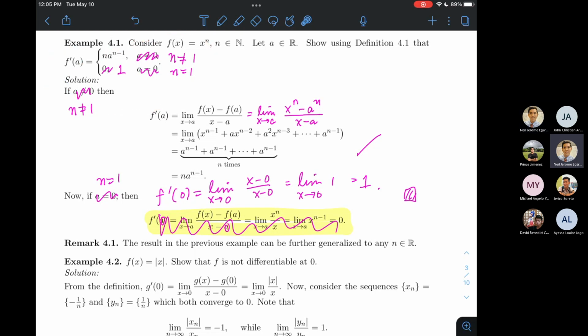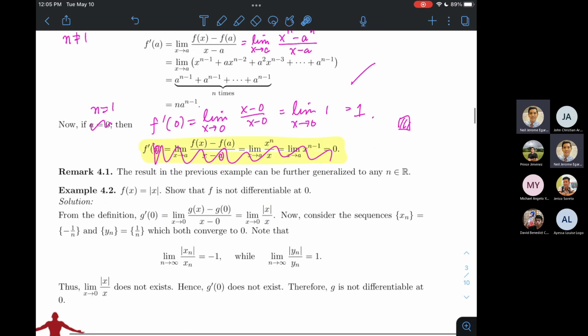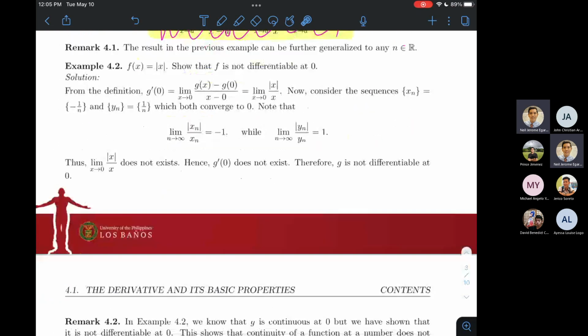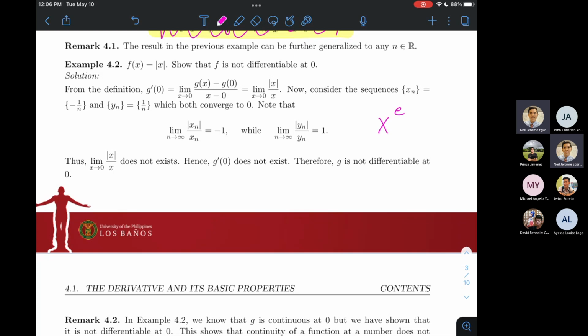Okay. Now, the promise of remark 4.1 is that this result can be generalized when n takes any real number. Pero kapag si n ay kahit anong real number, we might need some advanced techniques. All right? Hindi ko matandaan sa Math 36 kung paano nga ba pinuprove. Halimbawa yung x to the power e. Kasi kung meron kang x to the power e, ang derivative niya ay e x to the power e minus 1 pa rin. All right?